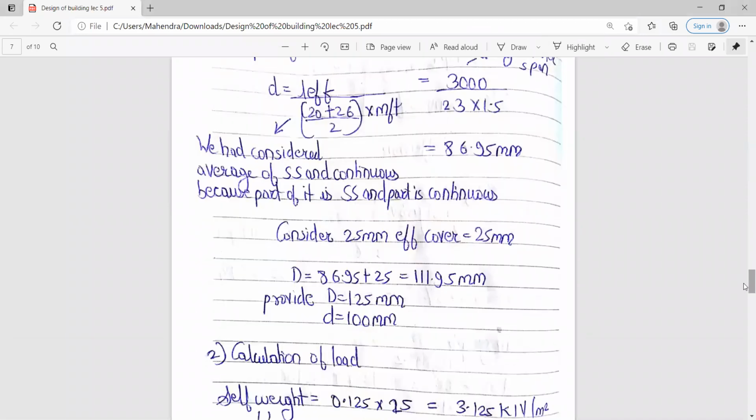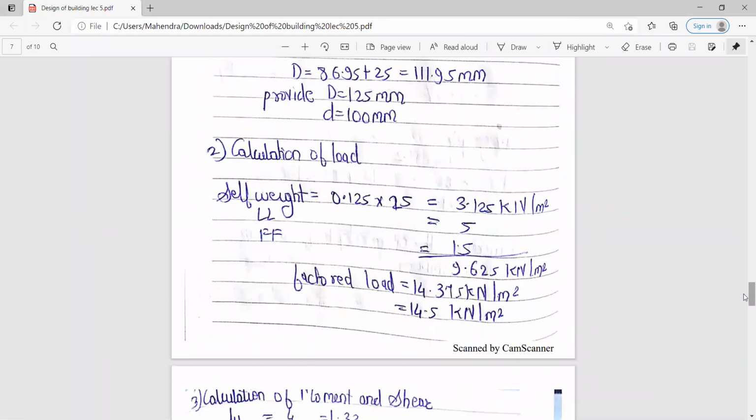So here we get the depth value as 125 mm and the effective depth as 100 mm. Then you need to do the calculation for the loading. For calculation of loading, again self weight is D into 25, so self weight you get as 3.125. Then live load is 5 kilonewton per meter square, already given in the question. Floor finish is 1.5. So the factored load you get is 14.375 kilonewton per meter square. Approximately we are going to consider it as 14.5.